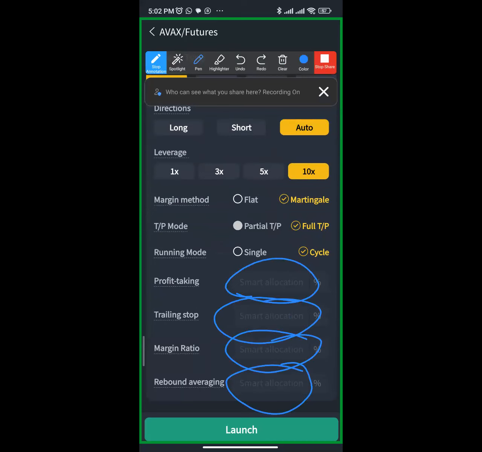Some robots will take just 1% or just 1.5. But the Apollo bot, thanks to the Microsoft Qlib AI, does not have a predefined profit taking. So it's all smart allocation. The profit taking, the trailing stop, the margin ratio, they are all smart. So that's what the futures is all about.